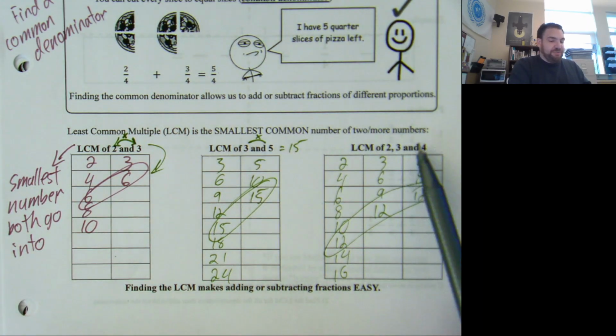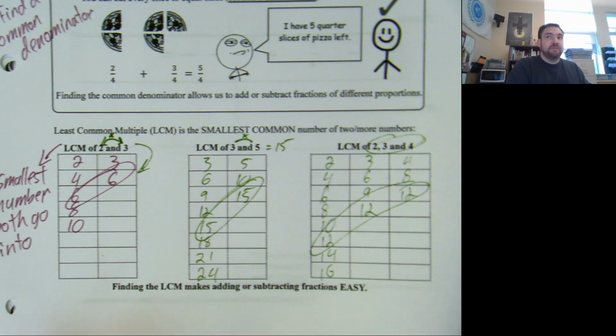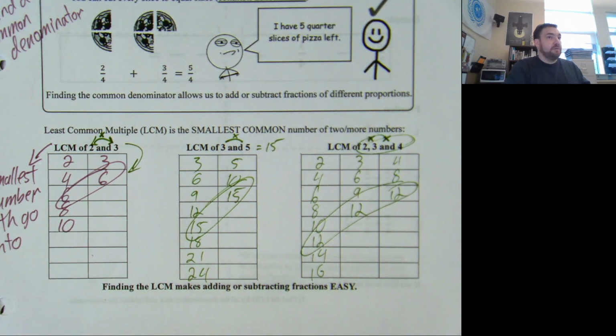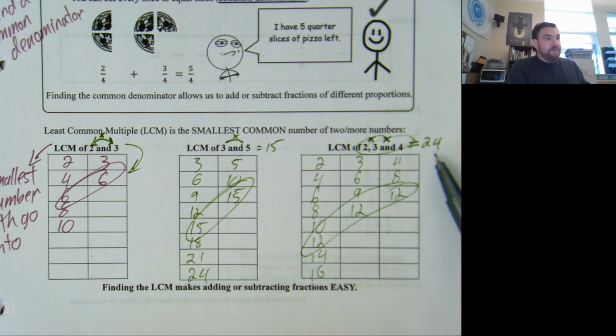If I had multiplied these three numbers together, what would I have gotten? What's 2 times 3 times 4? It would be 24. 2 times 3 is 6. 6 times 4 is 24. So would 24 be the lowest common multiple? No. But is 24 a common multiple? Yes. And for what we're going to do now, it doesn't matter if what you have is the least common multiple, just so long as you have a multiple.